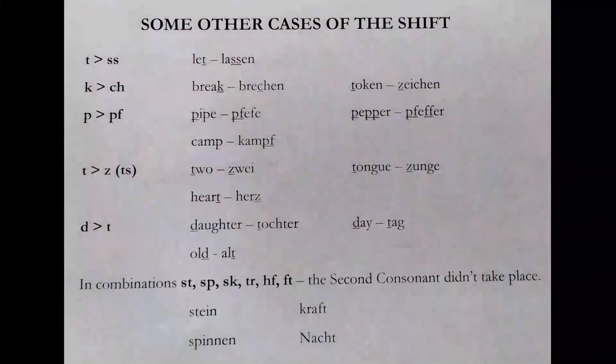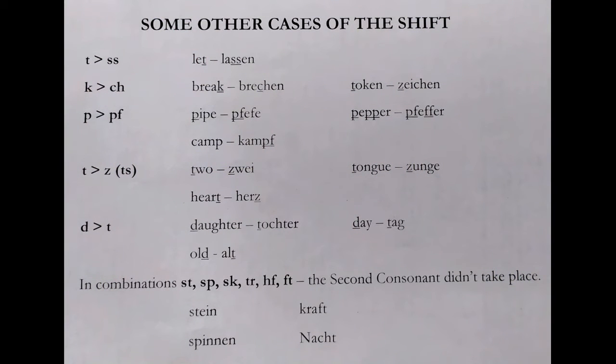There are some other cases of the shift. For example, t changed into s: let, lassen. k changed into h: break, brechen. p changed into pf: pipe, Pfeife, camp, Kampf, token, Zeichen, pepper, Pfeffer. t changed into ts: two, zwei, heart, Herz, tongue, Zunge. d changed into t: daughter, Tochter, day, Tag, old, alt.